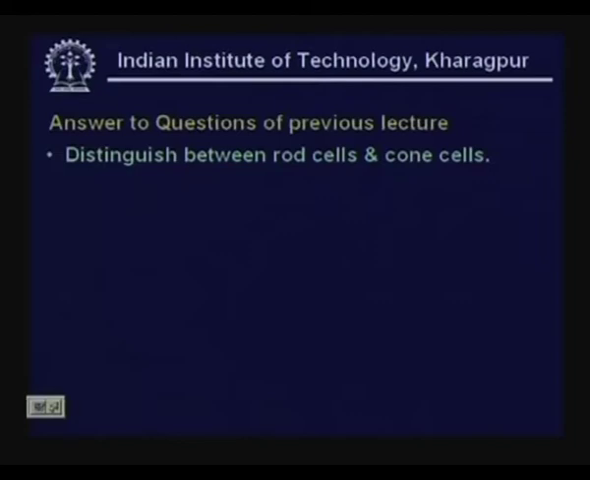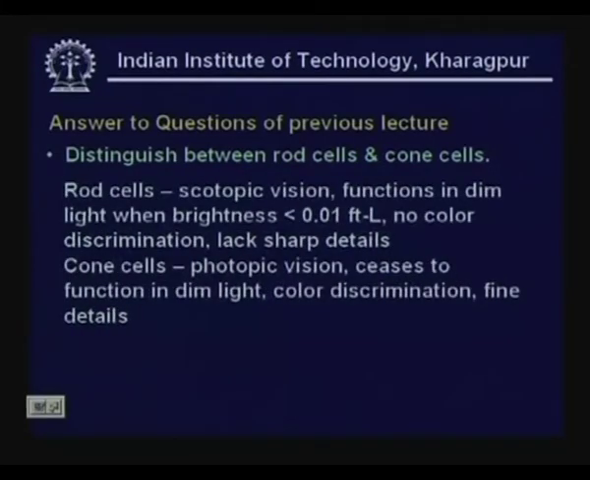Distinguish between rod cells and cone cells. Rod cells, scotopic vision, function in dim light when brightness is less than 0.01 foot Lamberts. No color discrimination ability exists during this vision and it lacks sharp details. One observes in the form of silhouettes and a greyish appearance. Cone cells, on the other hand, have photopic vision. They cease to function in dim light. Color discrimination and fine details are their ability.